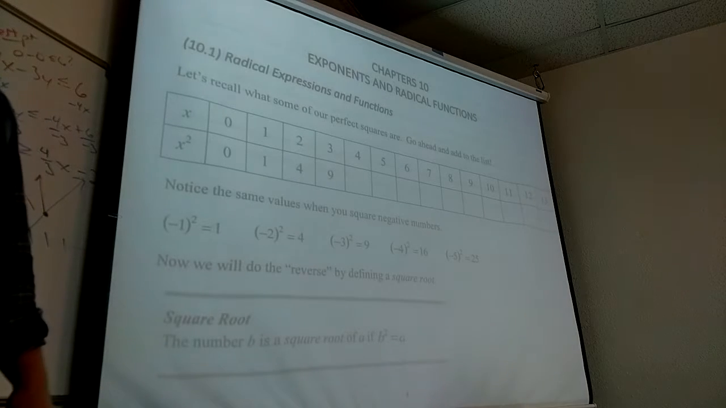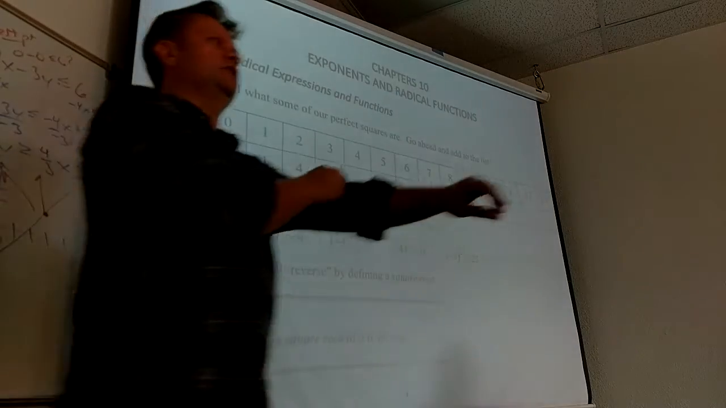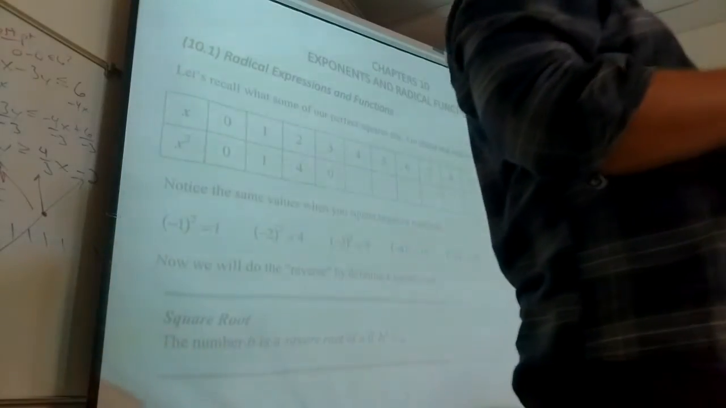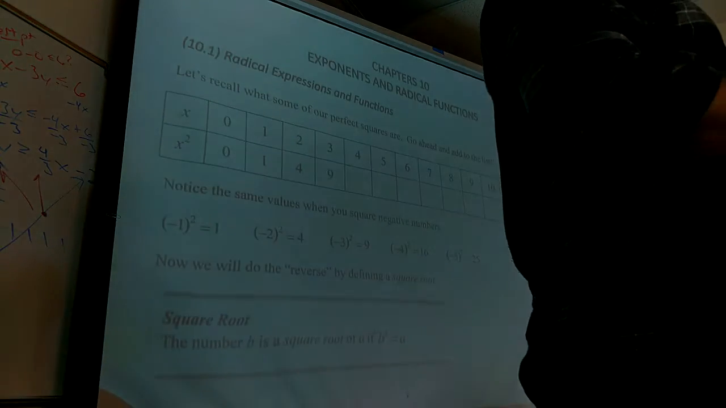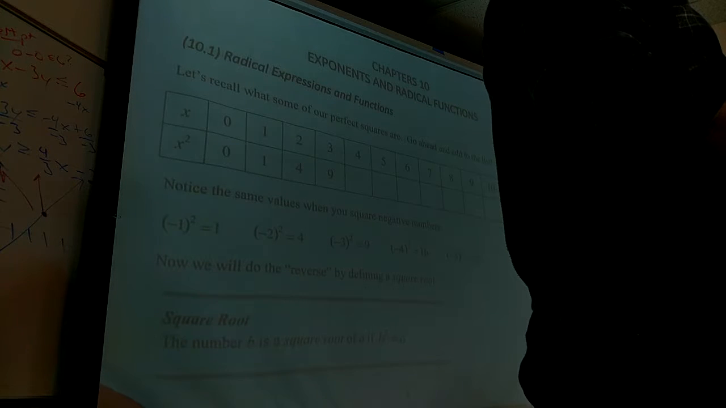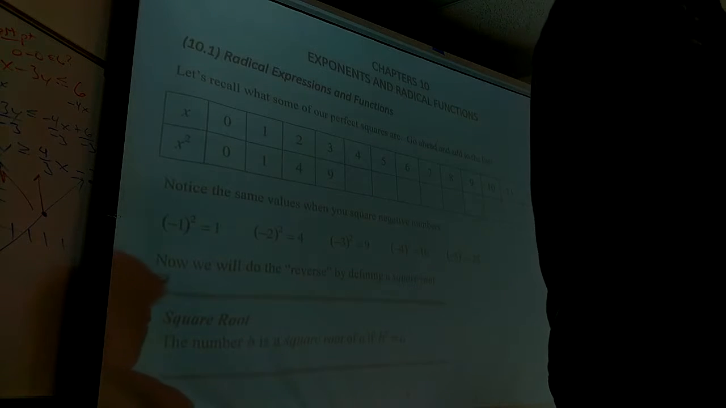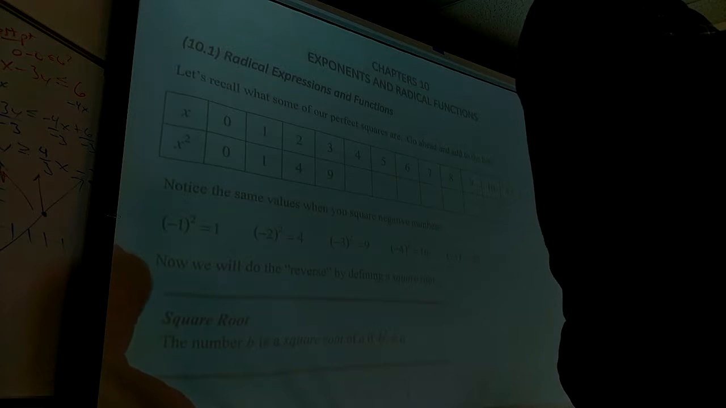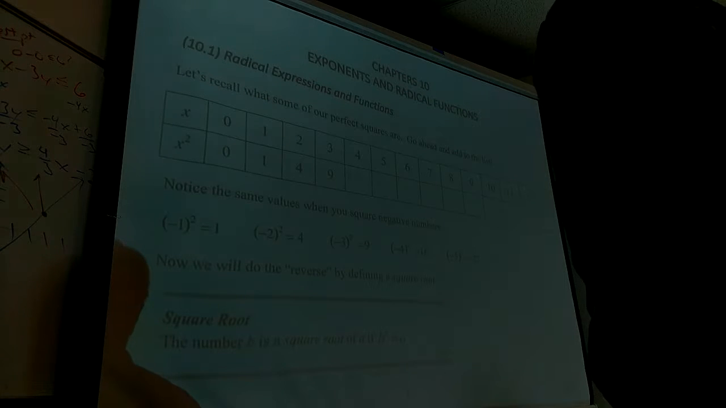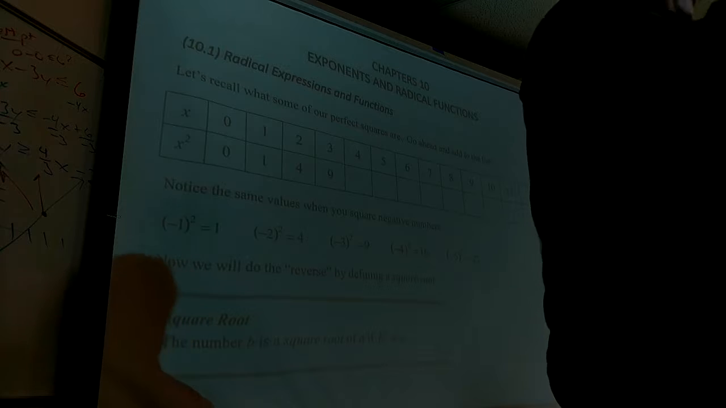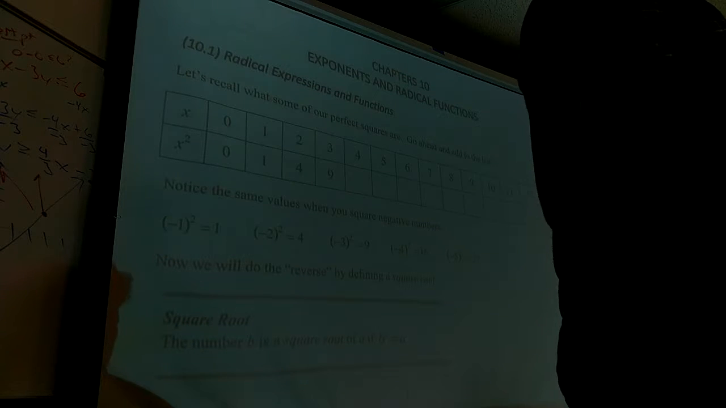If I ask you, what number do you square to get 9? Why is that kind of a weird question? Because 3 is an answer. What's another answer? Negative 3. So squaring is sort of like absolute value in the sense that the outputs are always positive. So if 4 squared is 16, negative 4 squared is also 16.